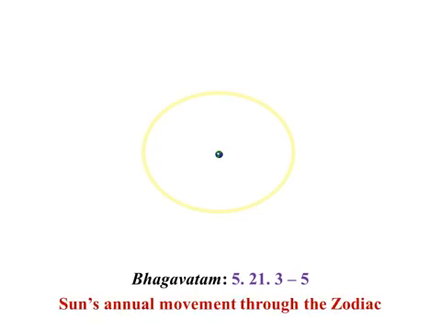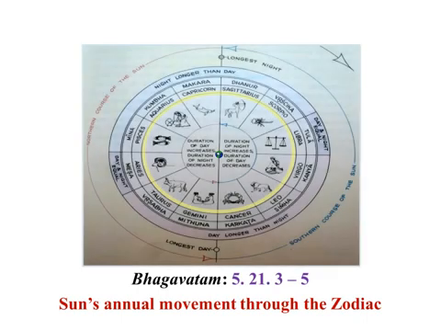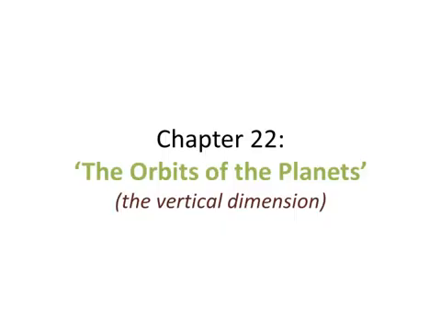Looking again here, of course, at the orbit of the Sun with the Earth at the centre, in the Bhagavatam, 5th canto, 21:3-5, it describes the Sun's annual movement through the zodiac. This includes the duration of the day increasing, and of course declining, the longest night, the shortest day throughout the year here, and of course tracing out the sun signs of the zodiac throughout the year.